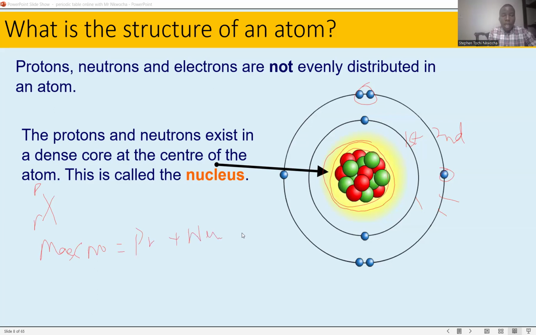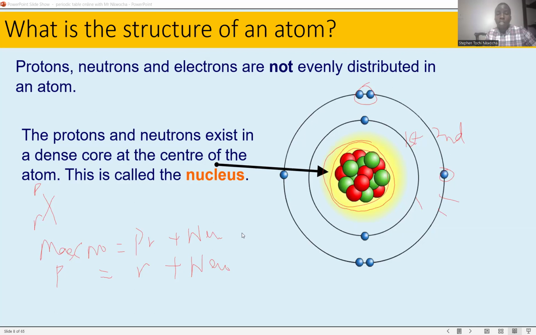So here, the number at the top is my mass number, and the number at the bottom is my proton number, which is the atomic number. But here, you need to find your number of neutrons. So you can use this simple formula to find your neutron number.